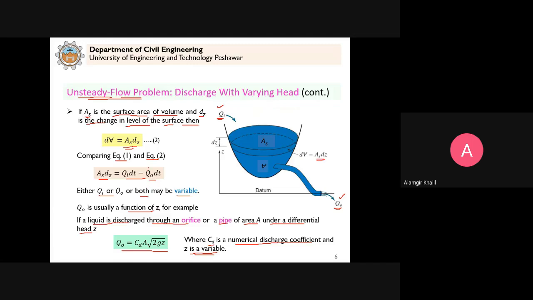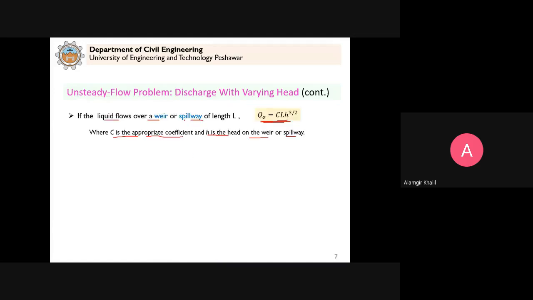So what we are saying here is that this Q naught can be represented for any given condition. If we have an orifice or a pipe which is draining a tank, it can be represented by this type of equation, or if we have a weir or spillway which is draining water from a reservoir, the outflow equation can be represented for this. We already studied about this, clear? Q naught commonly varies with time, because you can see it is a function of H or Z. So when H is changing, Q naught will change. So it commonly varies with time.